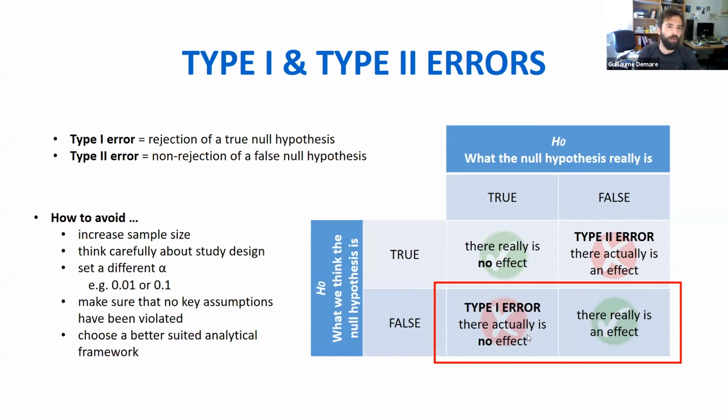So just something to bear in mind every time you do a test: ask yourself, what are the chances that you're making a type 1 error? Or in the case that you are not rejecting the null hypothesis, what is the chance that you're making a type 2 error? All right, let's continue.